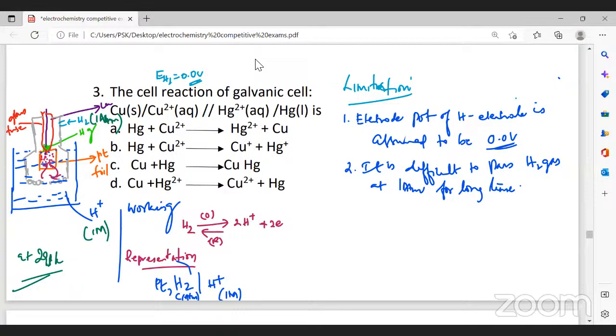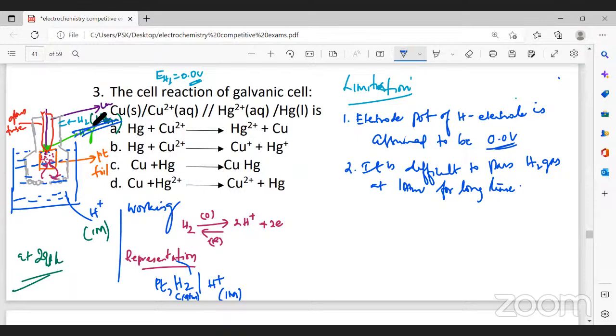Now the temperature is fluctuating very drastically. When the temperature is fluctuating drastically, is it possible for us to maintain the pressure of hydrogen gas at 1 atmosphere for a long time? Temperature becomes cooler, becomes hotter, so the temperature keeps on fluctuating. Therefore, the pressure also will fluctuate. That is what it means. It is difficult to pass hydrogen gas at 1 atmosphere for a long time.